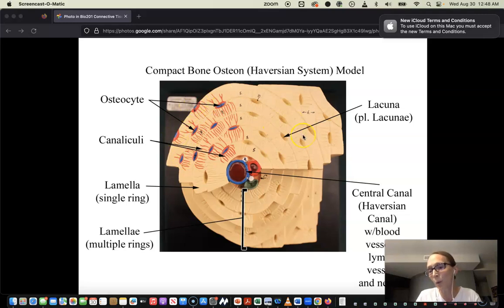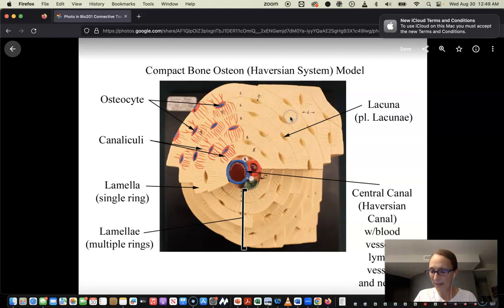Now, this is also why it limits us in how many rings we can have, I should say lamellae, that we can have around one central canal, because you can't get too far out. About here you're having to share the nutrients all the way from here through all of these canaliculi and all these osteocytes. So that's why, again, we only have so many rings, and then it's just too far out, and we need to have another whole osteon over here. Okay, so hopefully that helps you understand that.